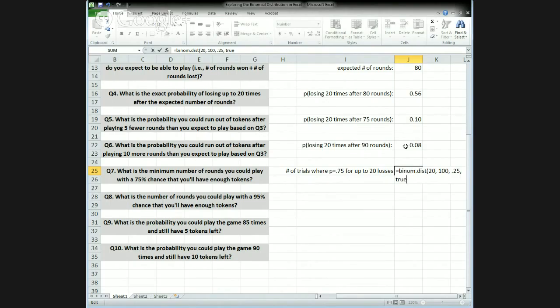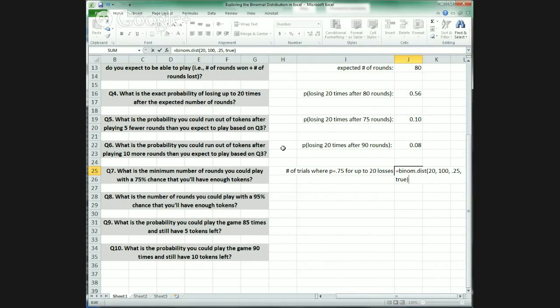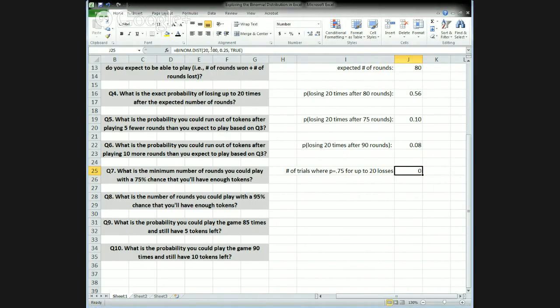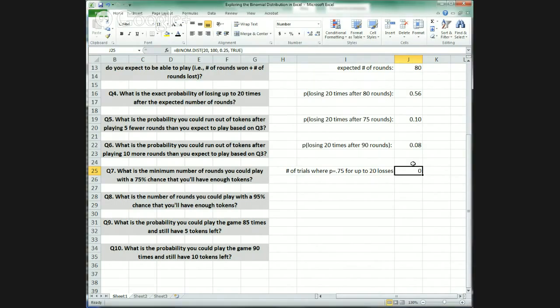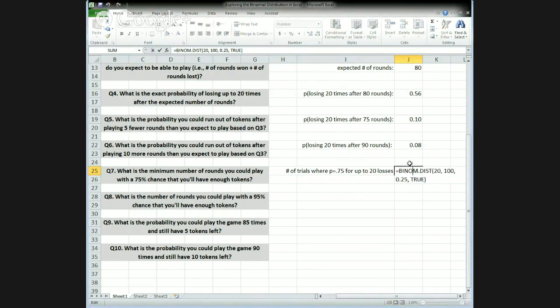So unlike these where we were looking to have exactly 20 losses, where we would totally run out of tokens, here we're just saying where we would have enough tokens to play. So that means having up to 20 losses. So we're going to do true here and see what it gives us. So it gives us 0. So the probability of losing 20 times after playing 100 rounds with 0.25 probability of losing is 0. I mean, it's not exactly 0, but it rounds to 0 in this case.